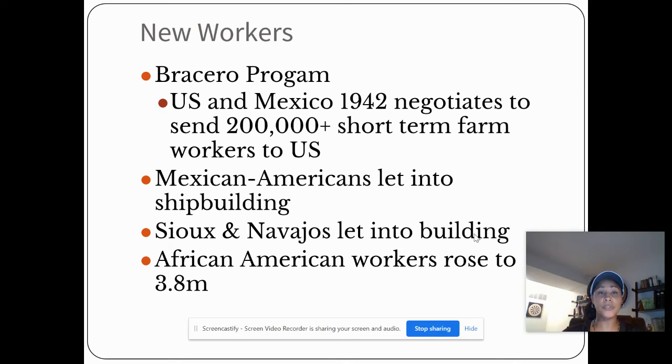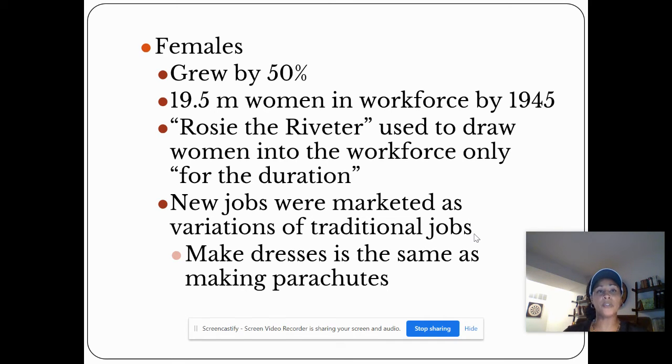Mexican Americans led into shipbuilding, so creating a lot of jobs for them as well. The Sioux and the Navajo also led into the buildings. We will also use the Navajos for some of the, should I say, coding that we're going to use for undercover stuff. And African American workers rose to 3.8 million. All right, females grew by 50%. Again, men are going off to war, and women are back into work.